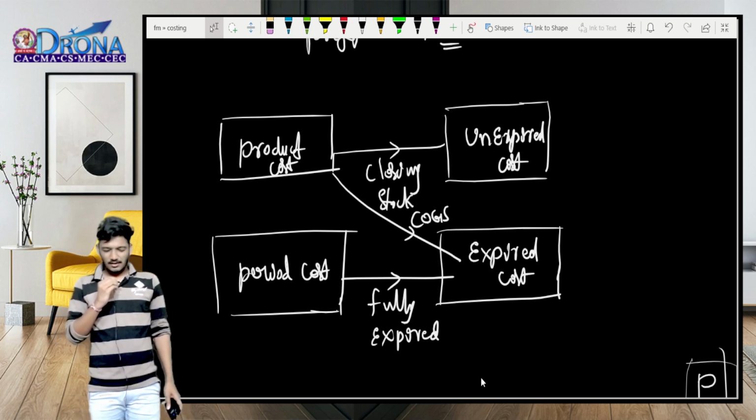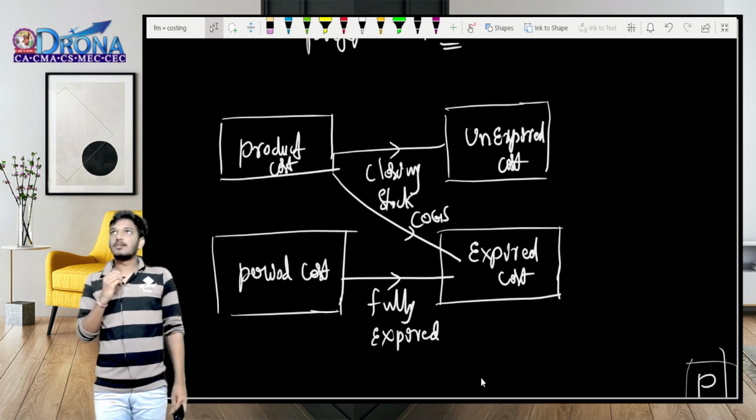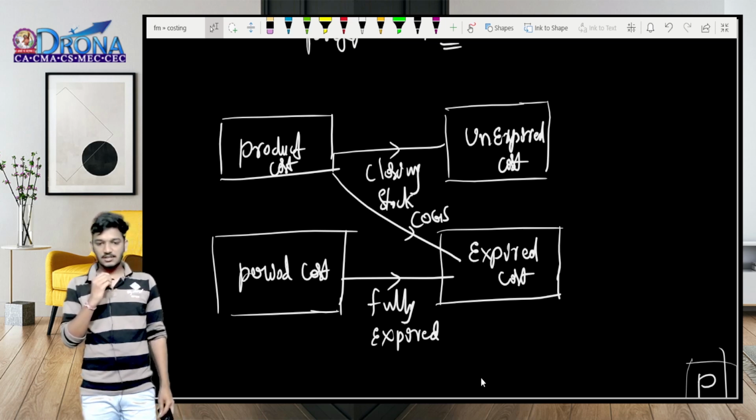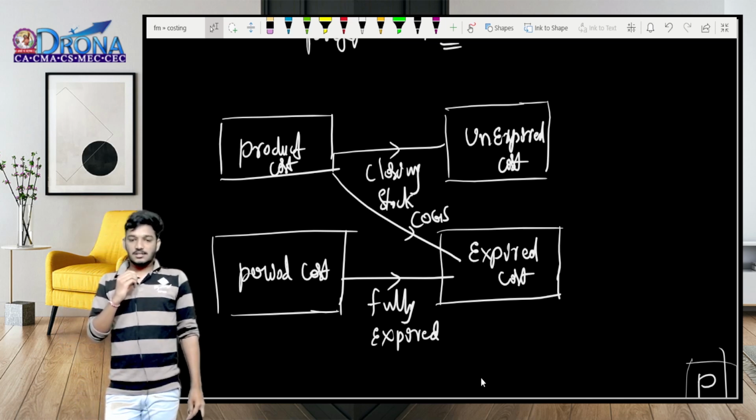In that, the subtopics are product cost, period cost, manufacturing cost, administrative cost, selling and distribution cost, job cost, unit cost and expired cost. Decision making: variable cost, fixed cost, sunk cost, opportunity cost, semi-variable cost. Control: controllable and uncontrollable cost.